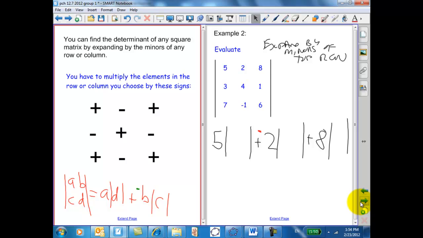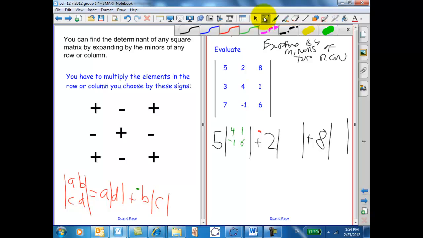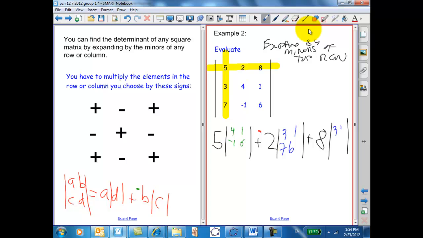Okay, what's the minor of 5 then? 4, 1, -1, 6, right? Everybody see that? What we're doing is taking out the row and the column through 5. Leave behind 4, 1, -1, 6. And then -2 times, notice, 3, 1, 7, 6. And then 8 times 3, 4, 7, 8.